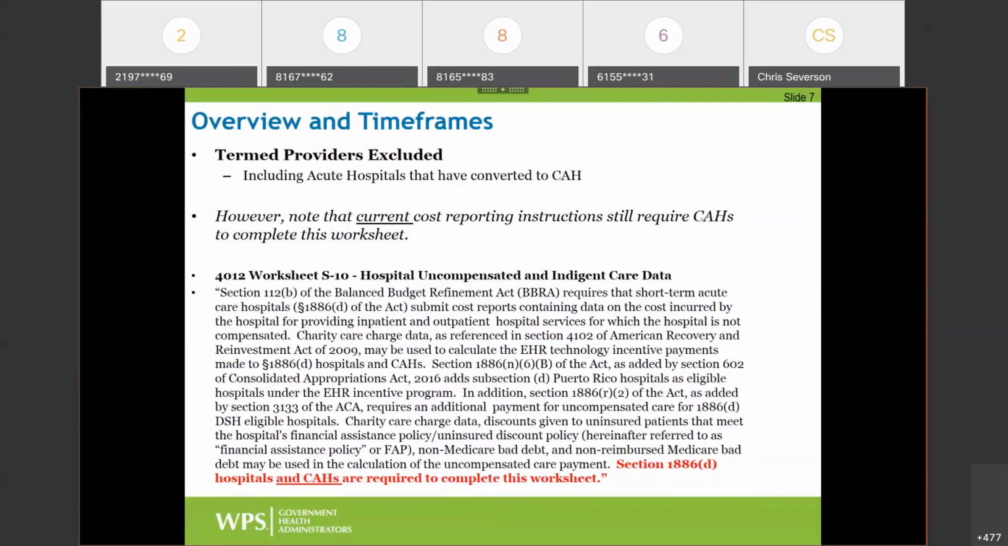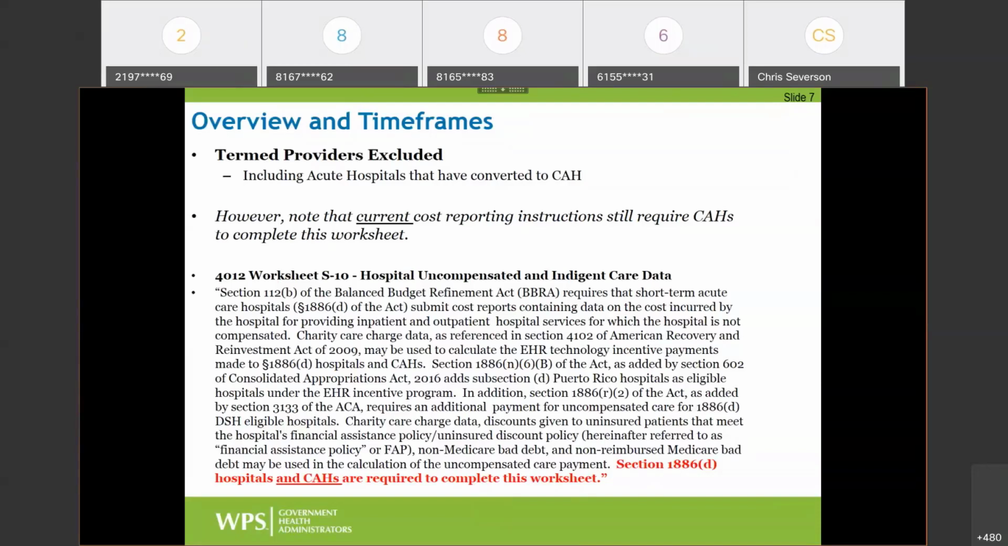Okay, the S-10 in cost reporting instructions. Interestingly, at the very end of them, if you look at the cost reporting instructions in HFS or on the CMS website, it says that Section 1886(d) hospitals and CAHs are required to complete this worksheet. Now, the only reason critical access hospitals ever had to complete the worksheet was for the EHR incentive payment. However, it appears that CMS just maybe hasn't updated these cost reporting instructions yet. Or maybe they have some other reason they still want that data.